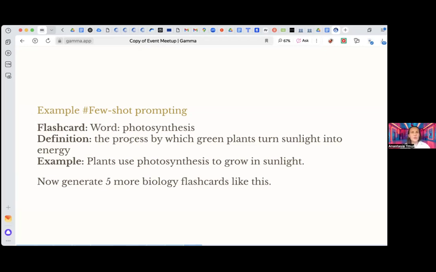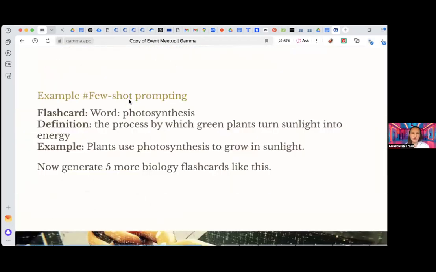So use few shot prompting. It is very good. If you have an example, you can upload any file, or you can make a photo, or you can even give a voice memo into the chat, and it will work.